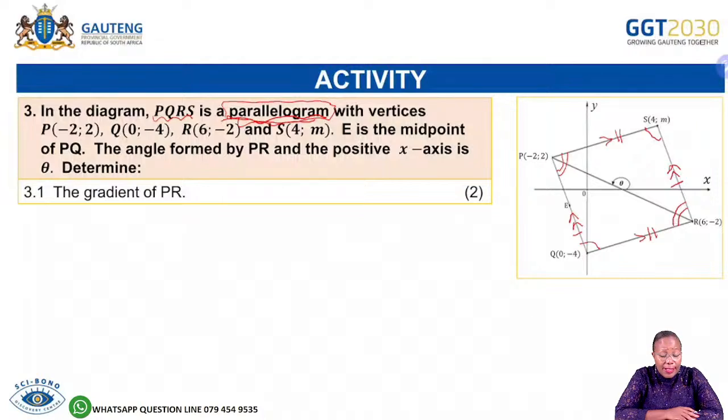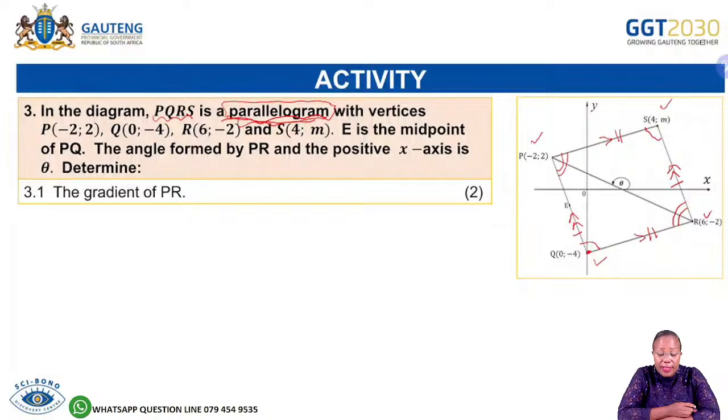And then now let's go to the statement again. In the diagram, PQRS is a parallelogram with vertices P at minus 2 and 2. Let's see, are we correct on the diagram? P is minus 2 and 2, yes. Q is 0 and minus 4. If you look at this, X is 0 and Y is minus 4, can you see this is the intercept there? This is cutting on the Y axis. Okay, that point cuts on the Y axis. And then R is 6 and minus 2, yes. And then S is 4 and m, we don't have the value of Y there.